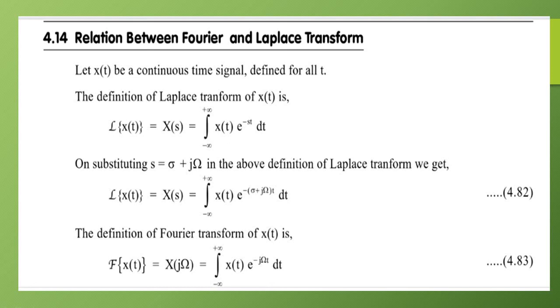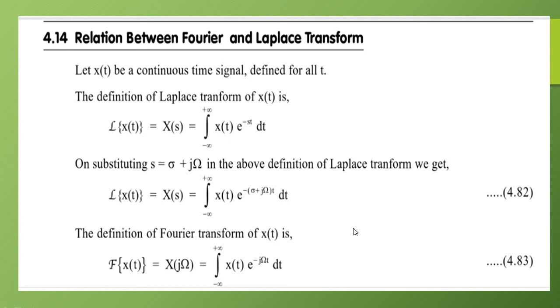Since s is equal to j omega represents the points on the imaginary axis in the s-plane, we can say that Fourier transform is an evaluation of the Laplace transform along the imaginary axis in the s-plane. Also, since Fourier transform is an evaluation of Laplace transform along the imaginary axis, the ROC of X of s will definitely include the imaginary axis.